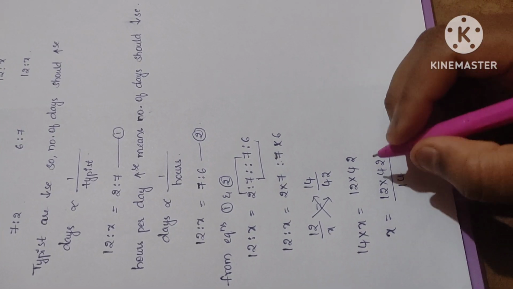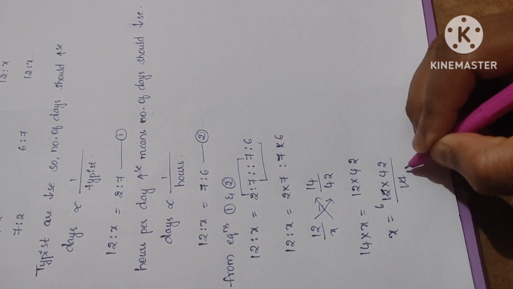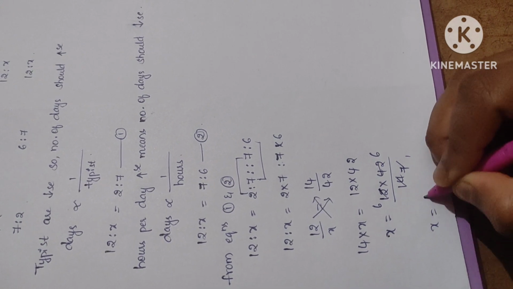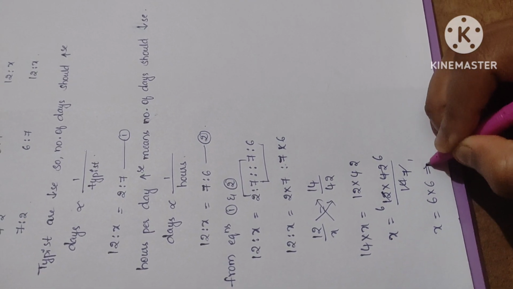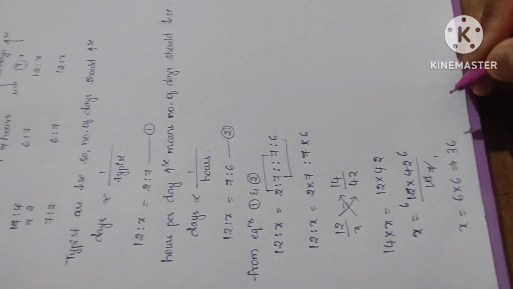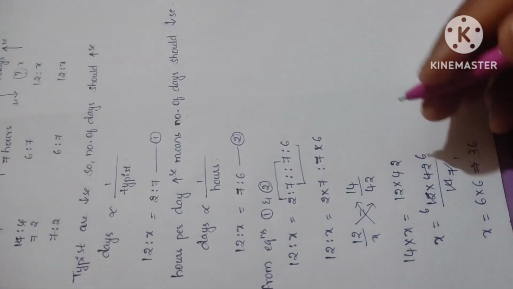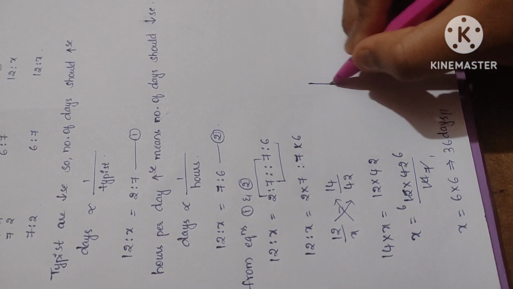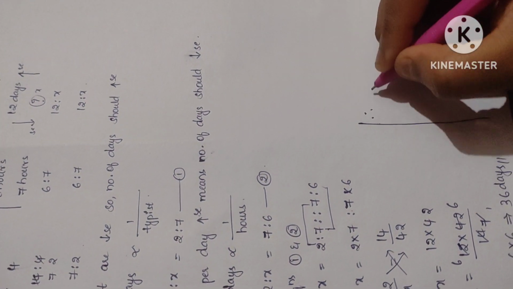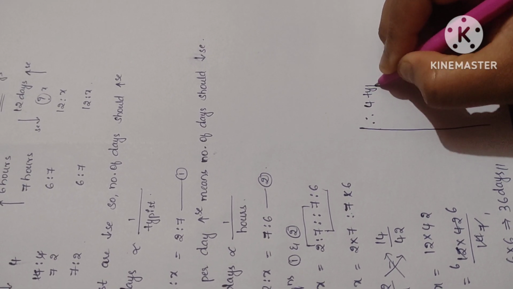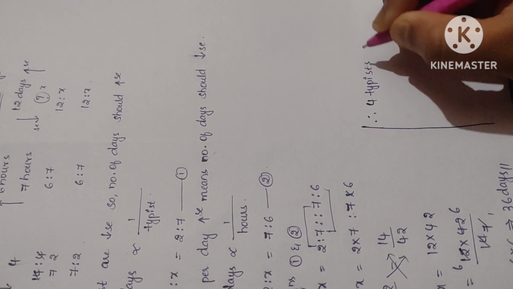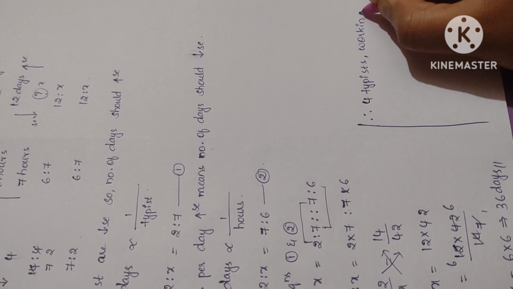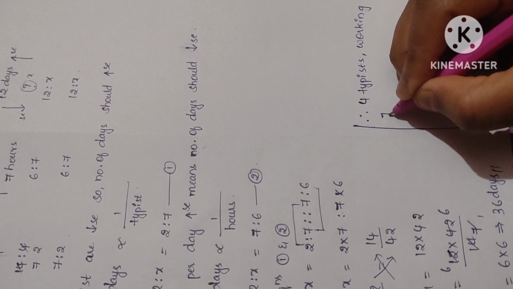So we can cancel this in the 2 table. 2 sixes are 12, 2 sevens are 14, 7 ones are 7, 7 sixes are 42. So what are the remaining terms? x equals 6 into 6, 6 sixes are 36. Here, what is x? Number of days. So x equals 36 days. The final statement we can write here: therefore, the typists working at 7 hours per day can complete the same work in 36 days. Like this you have to solve this type of problem.